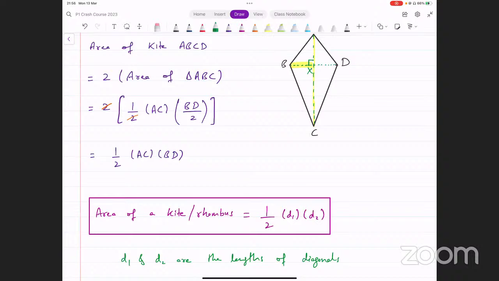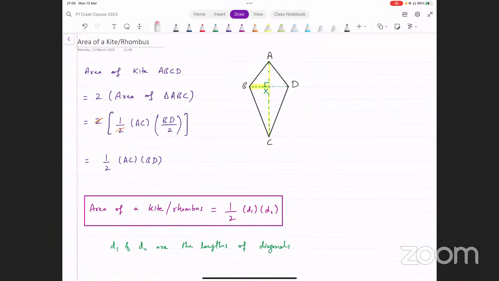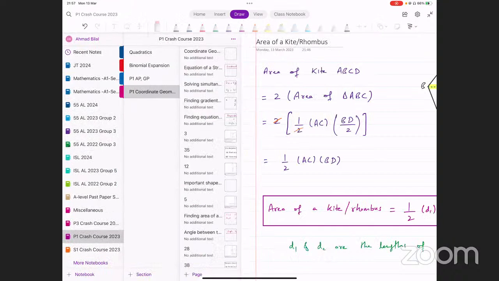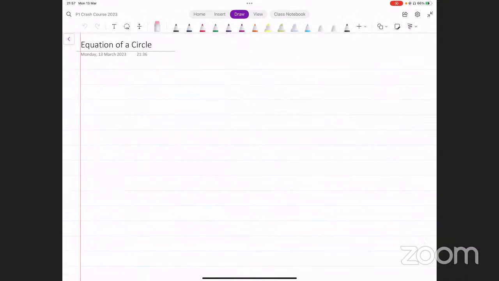This formula also comes from that same idea that you're adding the areas of those two triangles. That's where this formula is coming from. You could remember this formula and just use it directly if you want, or break it down in triangles and then find the area using that. So that's your choice. All right, so this is what I wanted to mention before we move on. So keep this in mind. If you wanted to find the area of a kite or a rhombus, you could use this formula for that. Let's move on to equation of a circle.